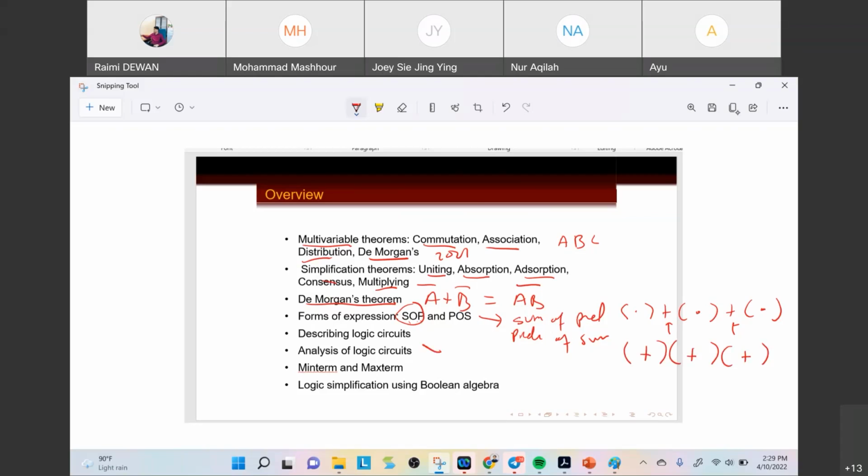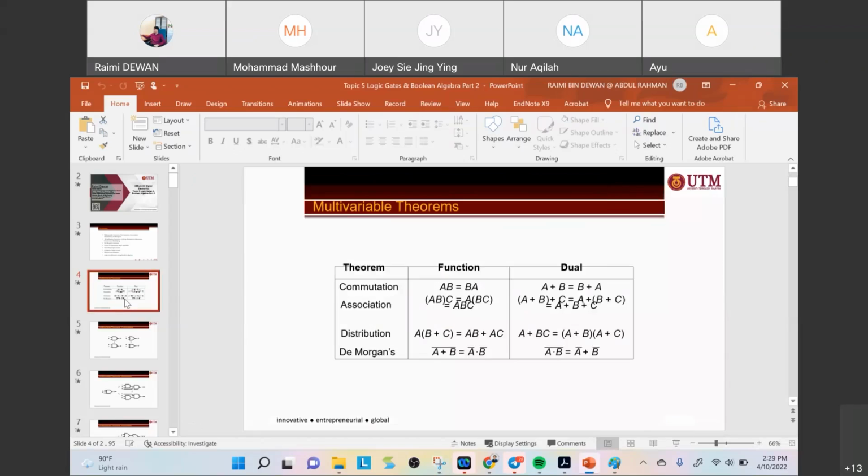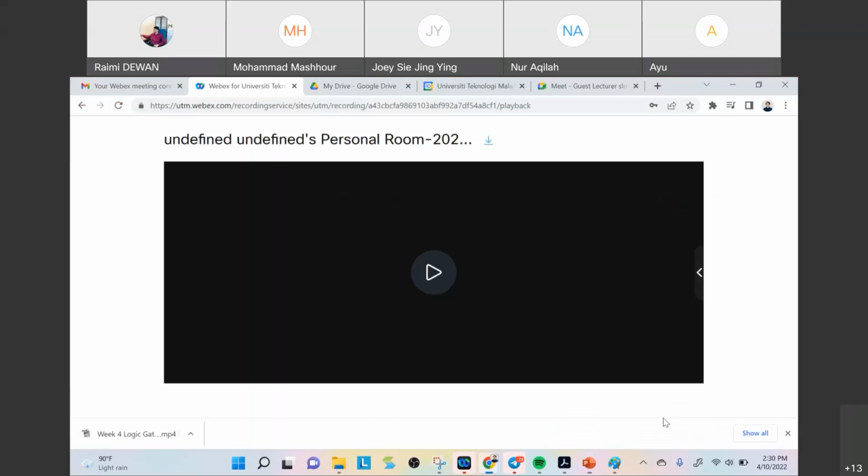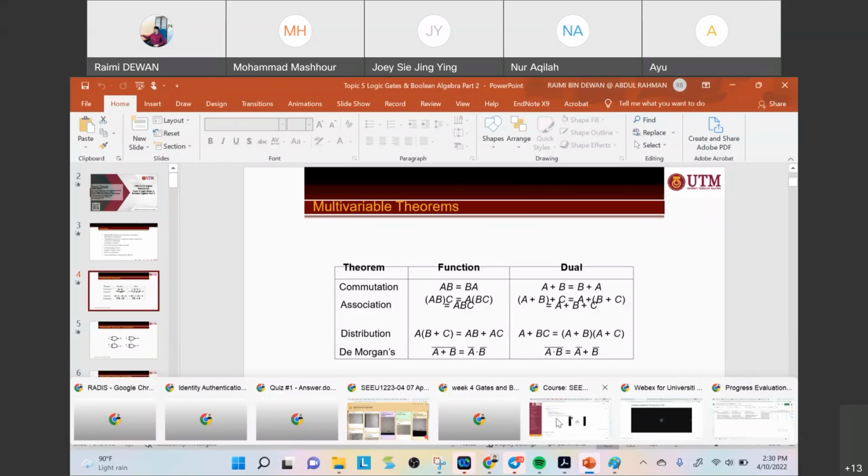Okay, and then describing logic circuits, analysis of logic circuits, and minterm and maxterm. I will go particularly into minterm and maxterm because the rest have been explained in my 2021 previous lecture. I don't want to repeat the same thing, otherwise your video will be longer for you to learn. And then logic simplification using Boolean algebra. This one was learned in the 2021 lecture video. Please watch it in case you didn't watch it yet.